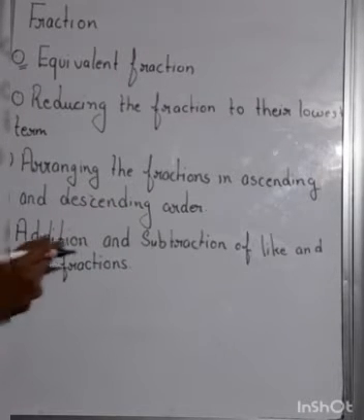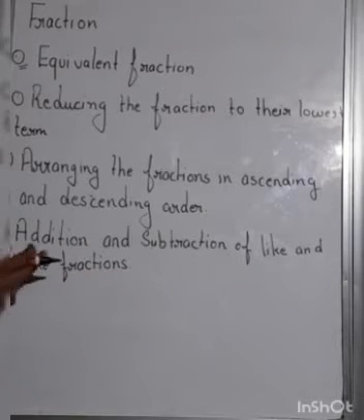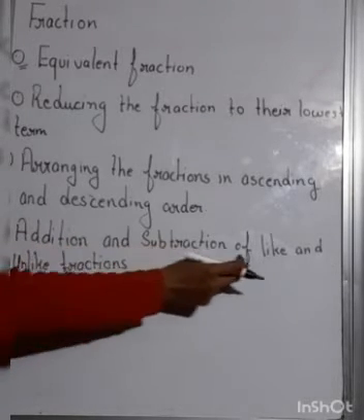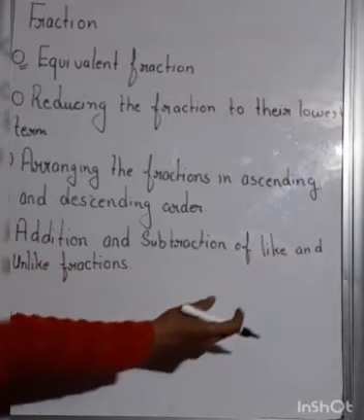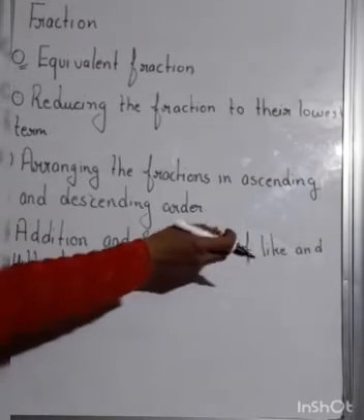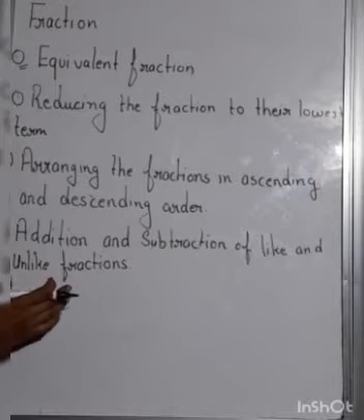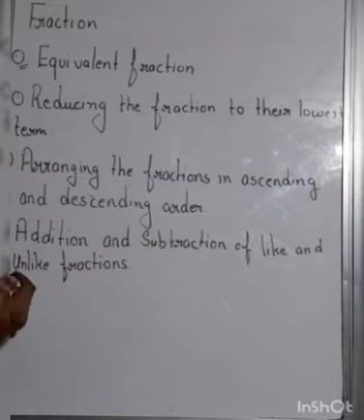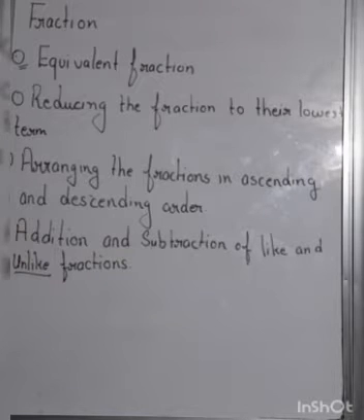Next one is your addition and subtraction of like and unlike fractions. This is very important, that is, how you add and subtract like and unlike fractions. Adding like fractions is very easy because the denominators are the same. You only have to do the given operation with the numerator, and in unlike fractions you have to solve them. Okay, so we will do one sum of addition or subtraction of unlike fractions.